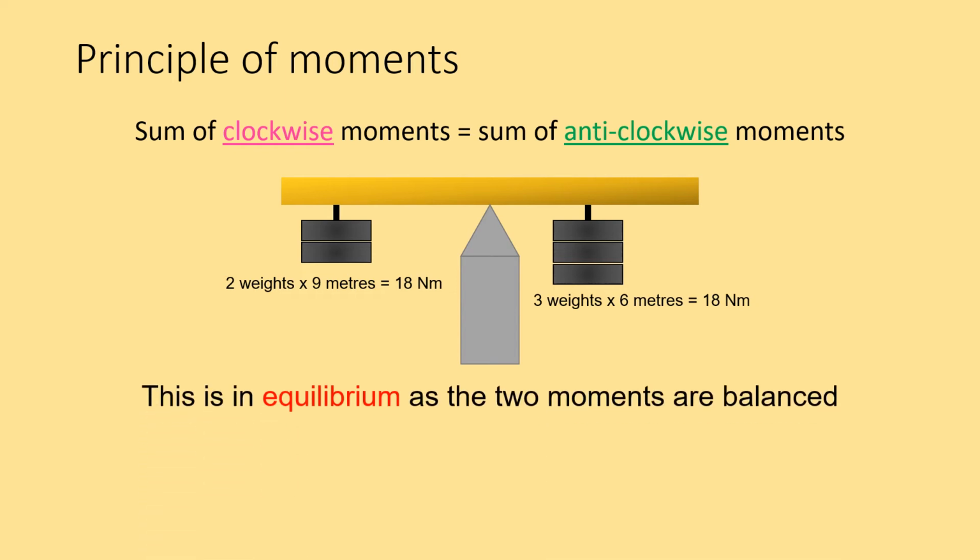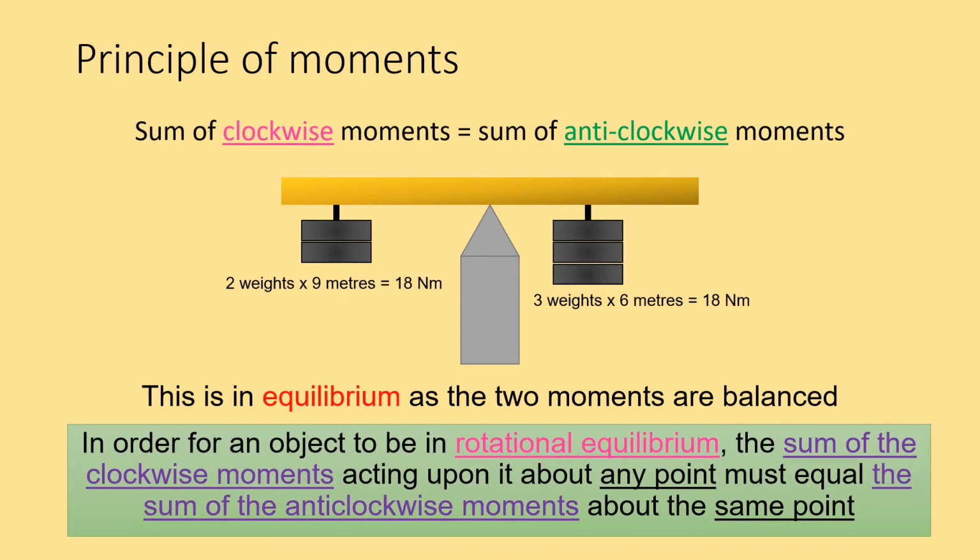Okay, so as I've said, this is completely in equilibrium. The moments are balanced. This scale is not going to tip. In order for an object to tip, you've got to have more moments on one side or the other. To be in rotational equilibrium, the sum of the clockwise moments must equal the sum of the anti-clockwise moments. As I say, if you want it to tip, to unbalance, you have to change one or the other. One of the moments has to be bigger than the other.